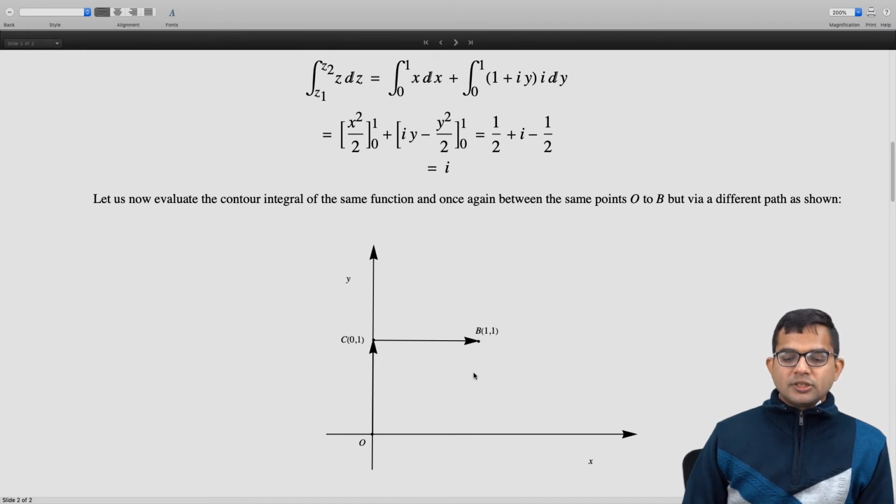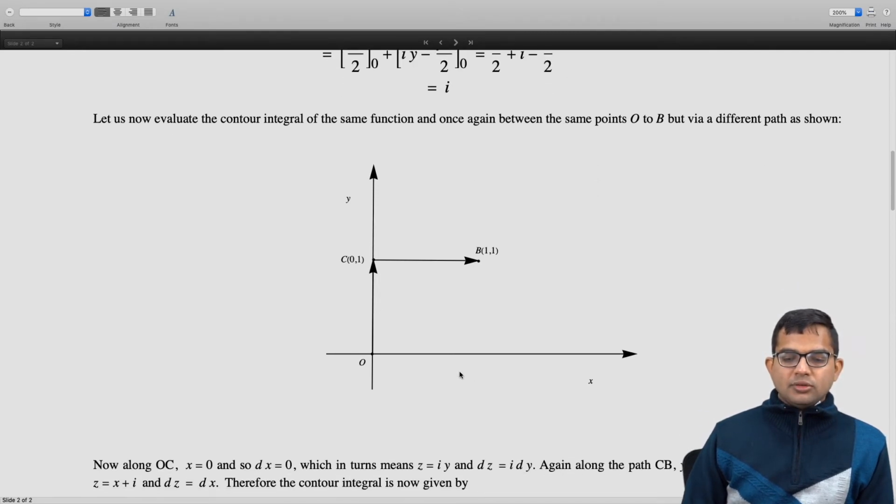So if I were to take this path, then once again I can argue that as far as the path 0 to C is concerned, x is a constant here, and it is exactly 0 in fact. So therefore z is going to be just i times y, and dz is just i dy because dx is 0. And on the path C to B, it is y that is a constant and it's fixed at 1. So z is equal to x plus i times y, which is x plus i in this case, and dz is nothing but dx, right?